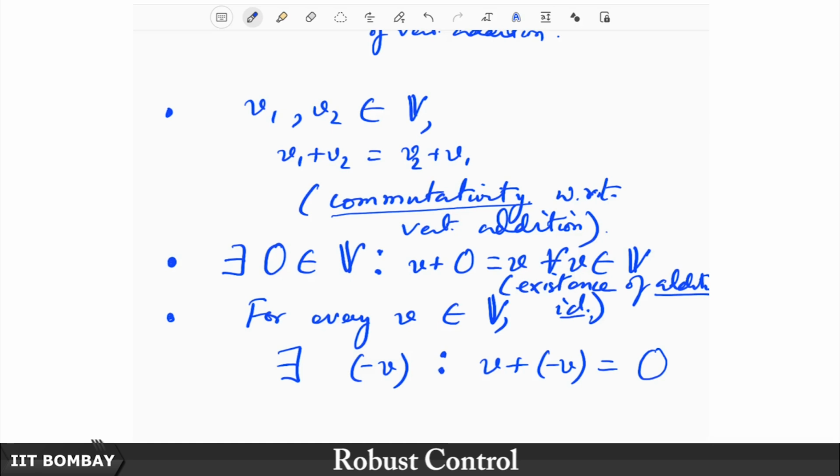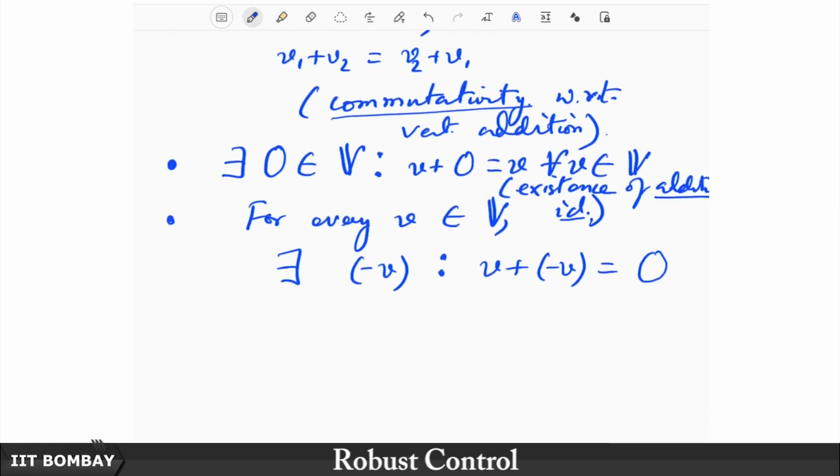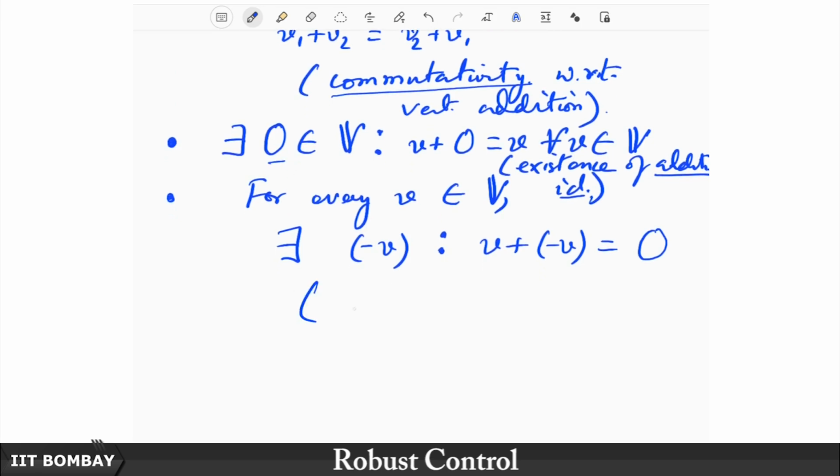So, it is that element which when you add to any element in the set V, you get back the same element. That is the additive identity. Now, once we have defined this additive identity, then we say this existence of additive inverse.